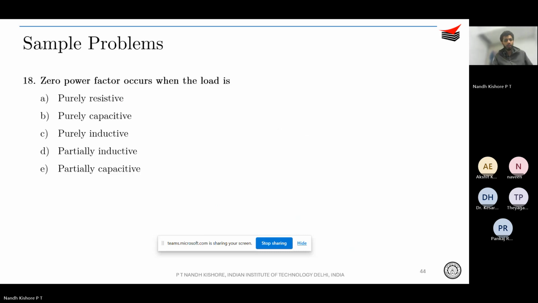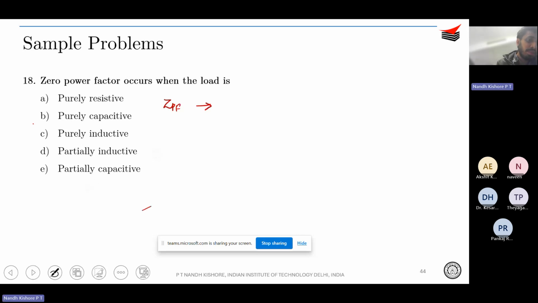Okay. So, what does zero power factor indicate? Zero power factor occurs when the load is purely resistive, purely capacitive, purely inductive, or partially capacitive. So, zero power factor, ZPF, occurs when the load is purely capacitive or purely inductive.